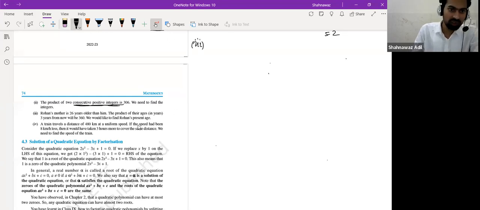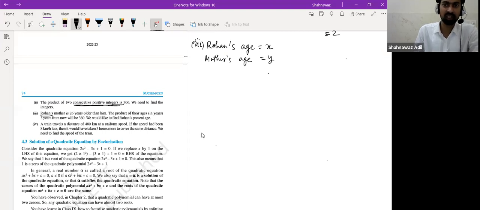So Rohan's mother is 26 years older than him, right? Of course, she would be 26 years older. So let's say Rohan's age is, right? We have two unknowns here, Rohan's age and Rohan's mother's age. First assume that Rohan's age is X, and the mother's age would be Y. Right, Hamad?